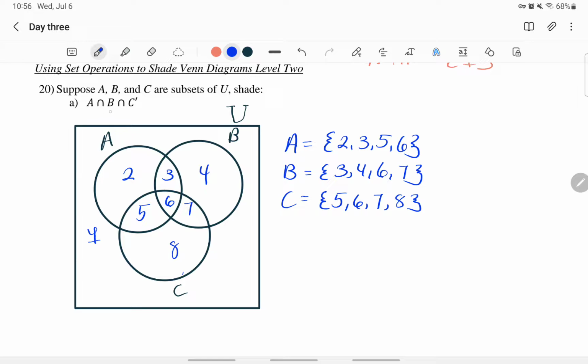When examining our set operation, we have a C complement. So we need to find C complement. That's going to be every element in the universal set that is not 5, 6, 7, or 8. So that's going to be 1, 2, 3, and 4. And that makes sense because 1, 2, 3, and 4 are numbers in the universal set, but are not inside of set C.